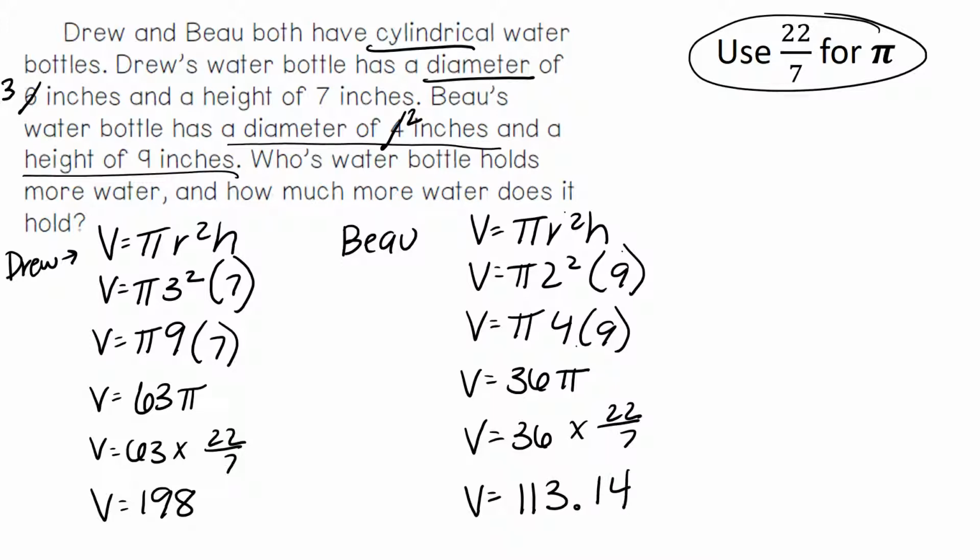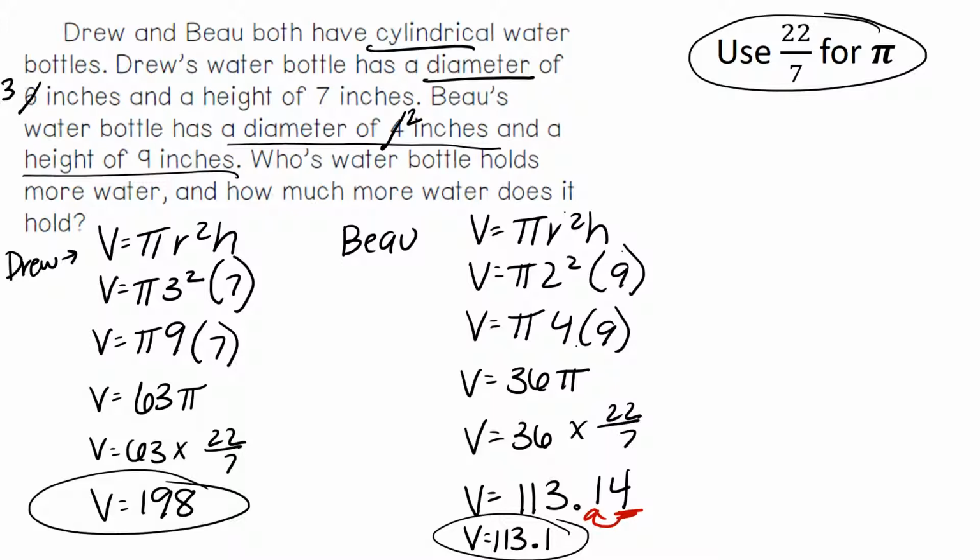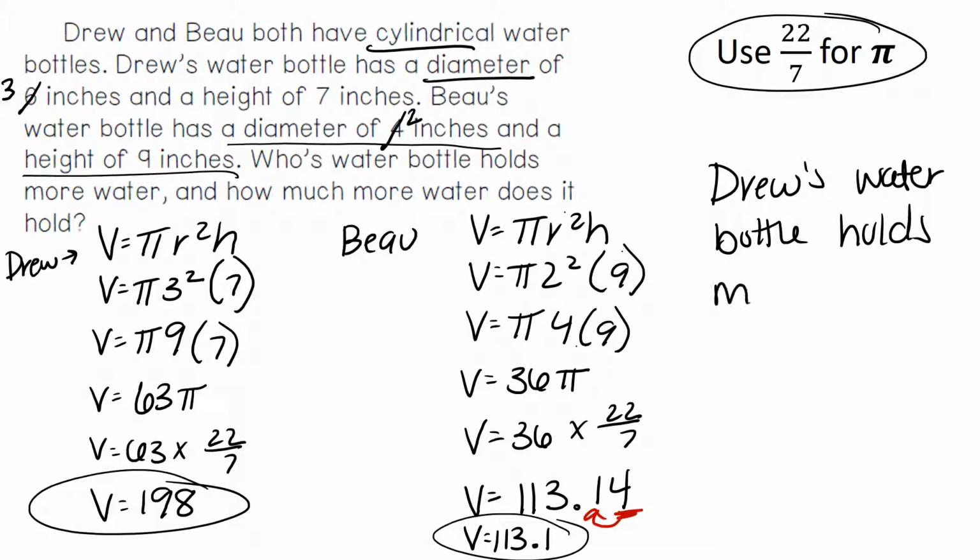We only write the 2 decimal places and decide if we round up or down. 5 and higher, we round up. 4 and less, we round down. 113.1. So when we answer the question, whose water bottle holds more water, we can say Drew's water bottle holds more water. His holds 198 ounces of water, and Bo's holds 113.1 ounces of water.